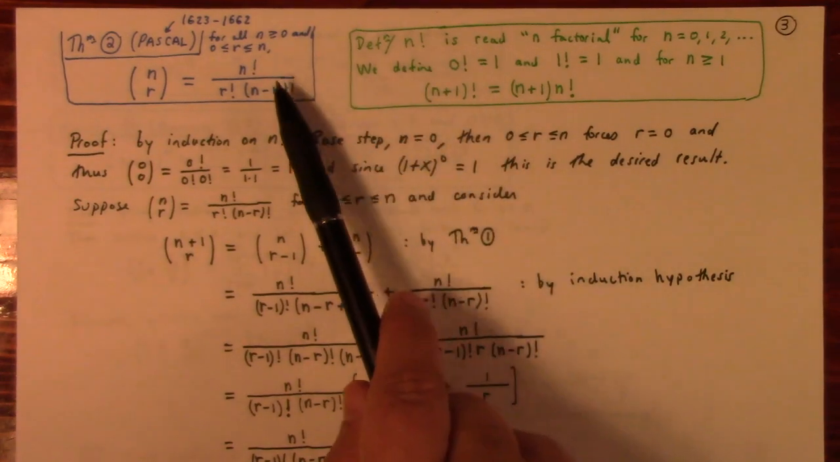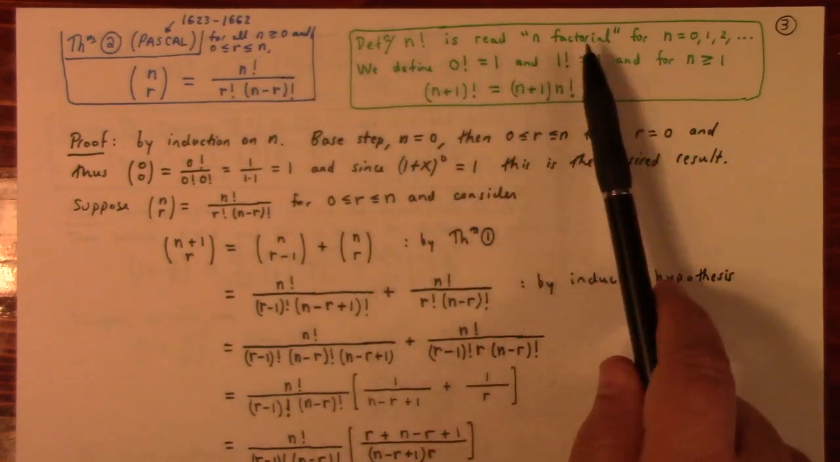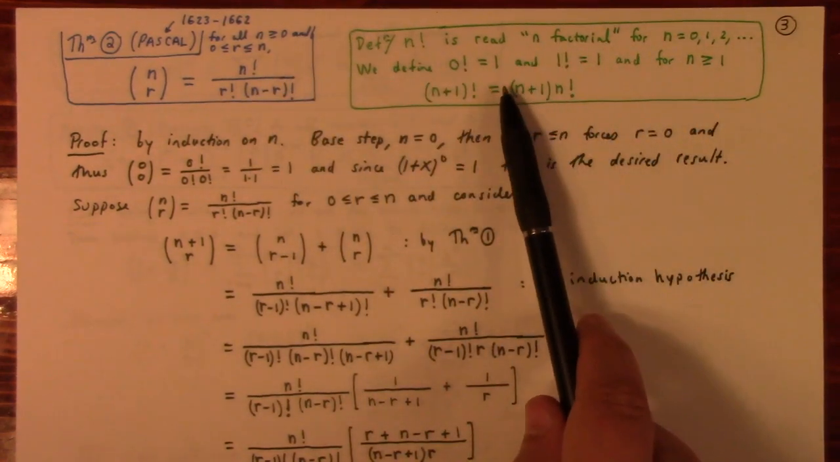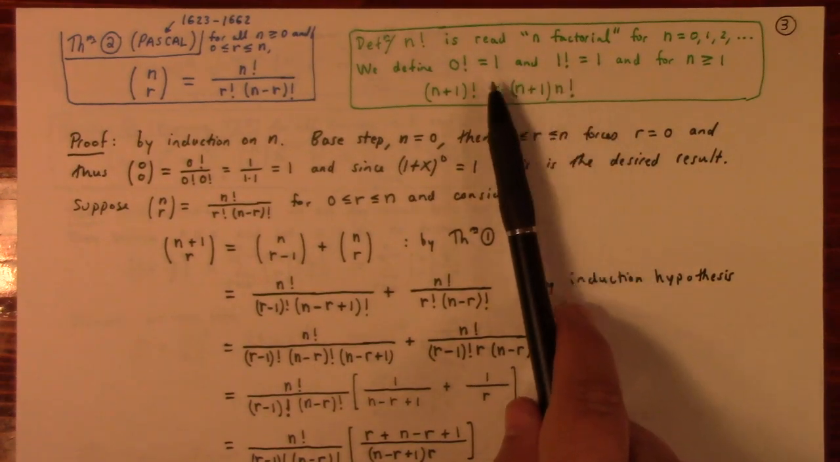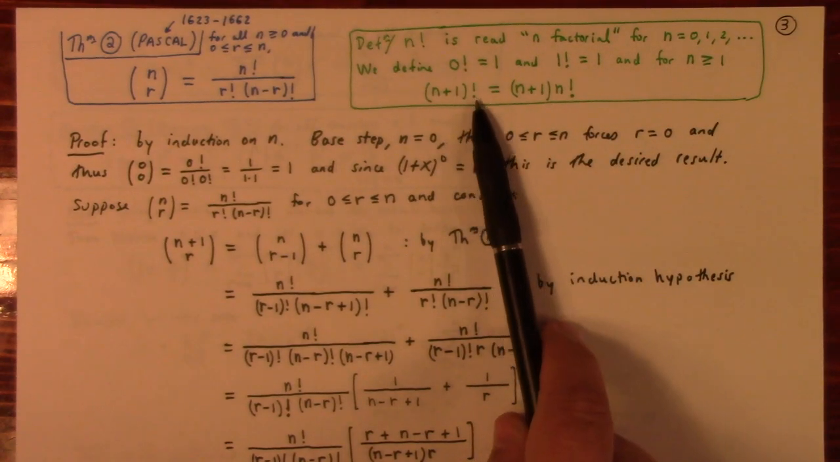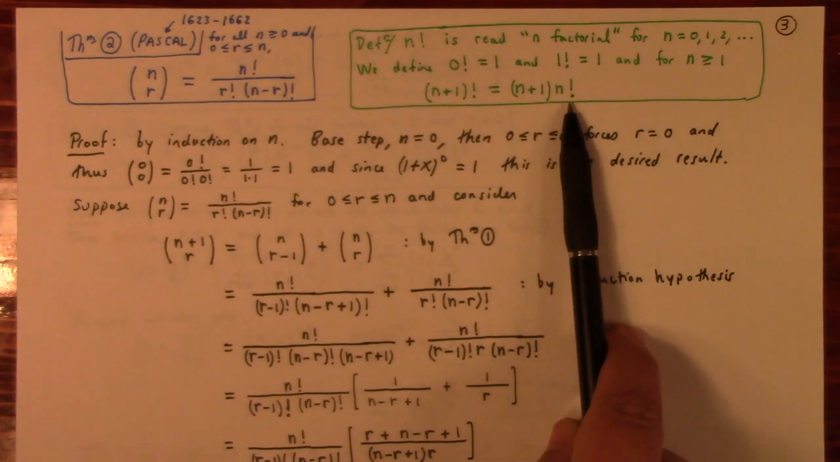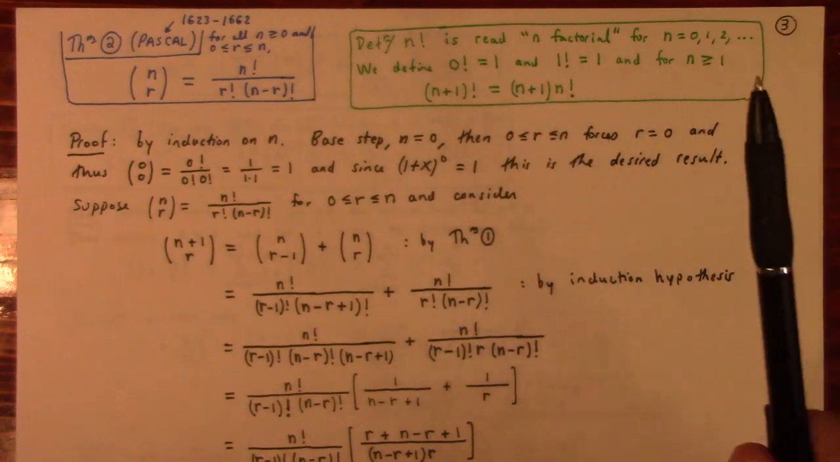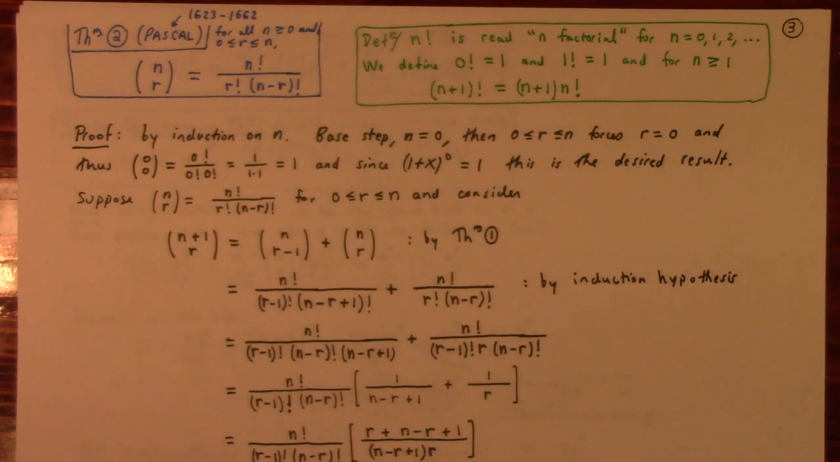I don't know if you remember or not, but n factorial is a notation for a rather special way of combining numbers. Like 0 factorial is 1, 1 factorial is 1, n plus 1 factorial is defined recursively by n plus 1 times n factorial, right? So just to rattle off a few of those here before I go on.